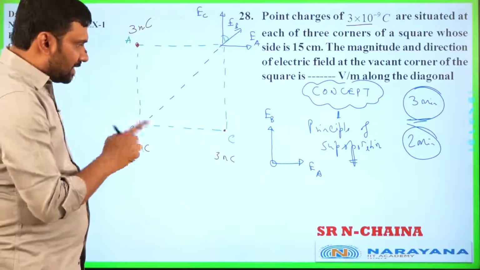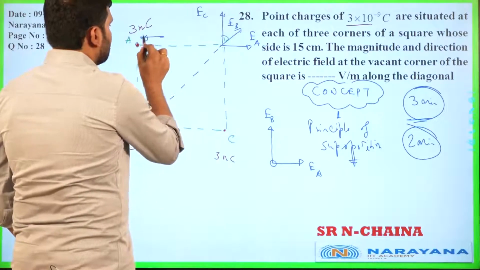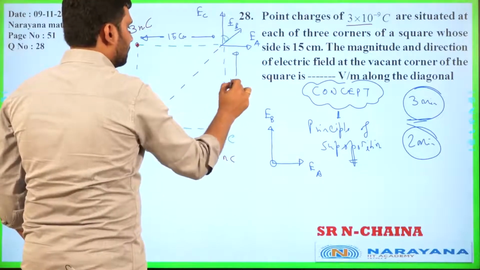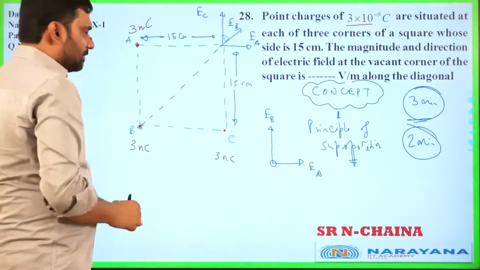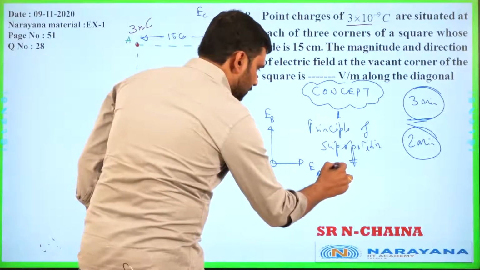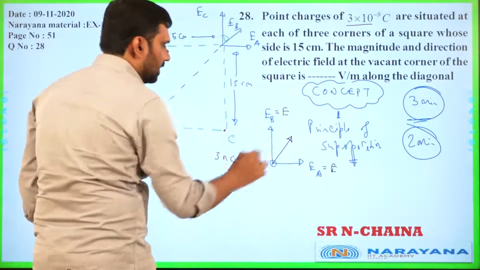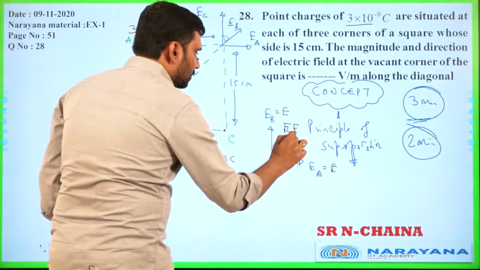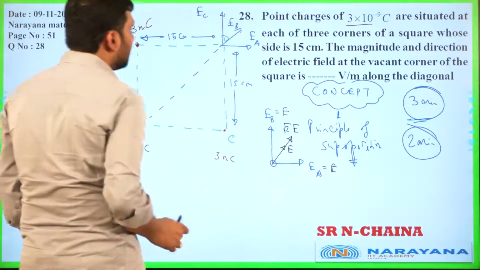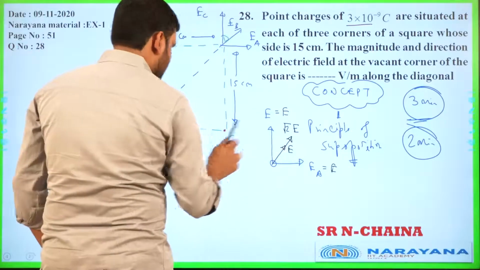Now point is, both EA and EB are of same magnitude. Why? Because the distance is same. You see, this is 15 centimeter. This is also 15 centimeter. So they are of same magnitude. So I can write EA is equal to E, EB is also equal to E. So this is the resultant, right? So this will become root 2 into E, correct? Plus one more field is there, that is E due to C. So one correction just, this is E due to C.